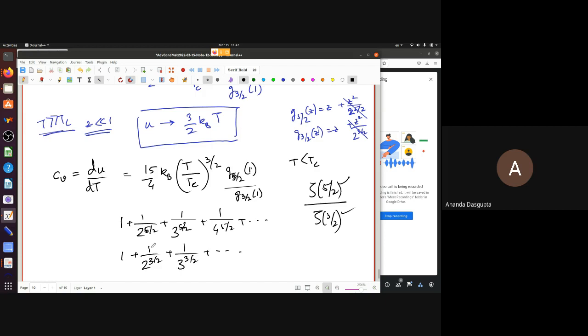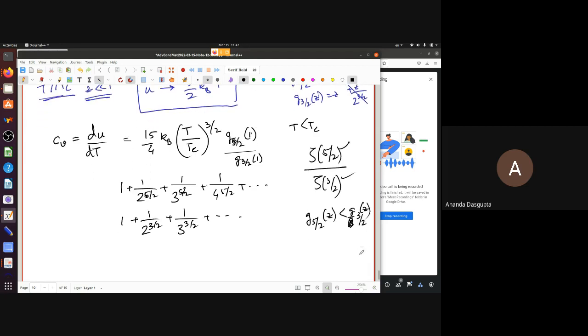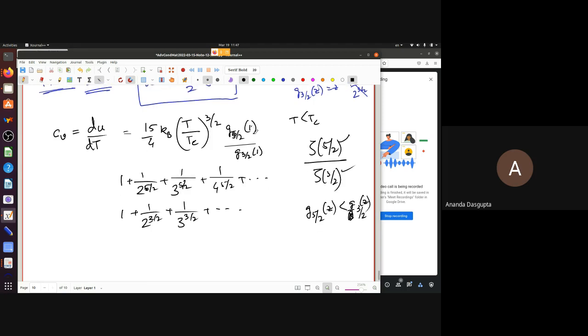When Z is very, very small, you have this Z, Z square, etc. When Z is very, very small, you ignore the other terms. Both of them go to 1. But otherwise, even in general, G5 by 2 of Z is smaller than G3 by 2 of Z, simply because in the series of G5 by 2 of Z, you have larger denominators, so smaller values. Okay? In fact, this ratio is roughly half. It's close to 1/2. Not very important exact value, but you have to realize that it's really smaller than 1.